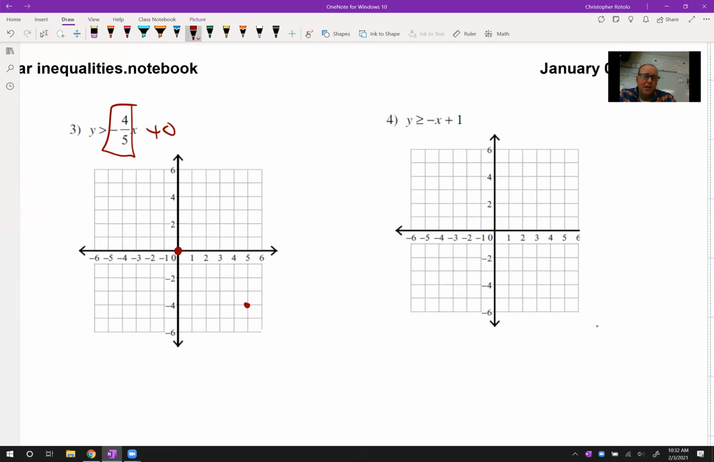This one happens to be a dashed line, and it goes through 0, 0. So now you're like, all right, Mr. Toll, you told me to use 0, 0 because it's the easiest thing in the world. What am I supposed to do now? Remember, you can test anything you want.